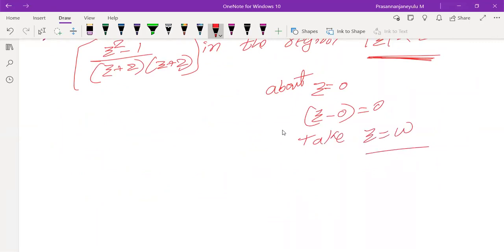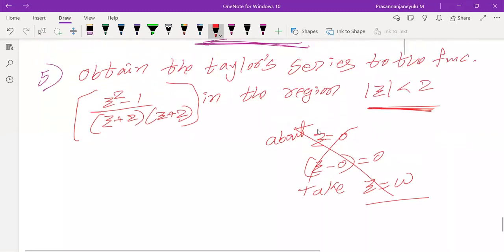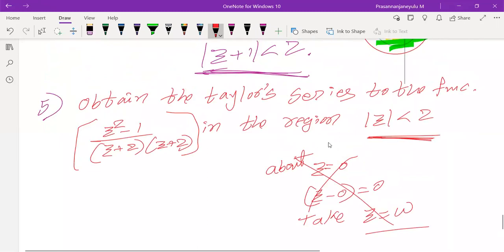What is the use of taking z equals to w again? So don't go for this. Directly solve the problem in terms of z. No need to introduce a new variable w. Is it clear? The person who asked in the chat box. And any other doubt here? How to do this problem?